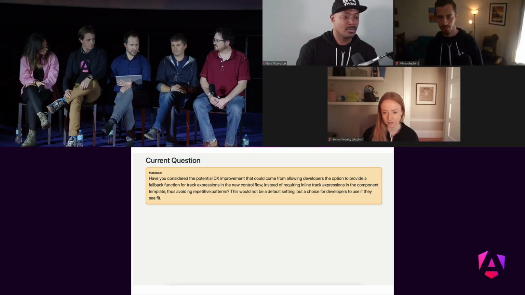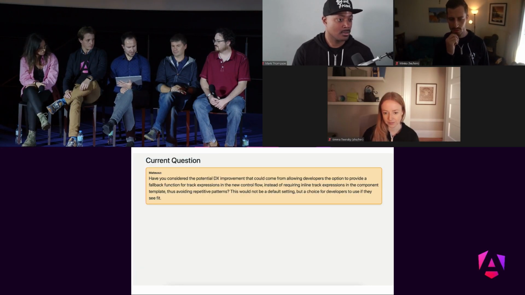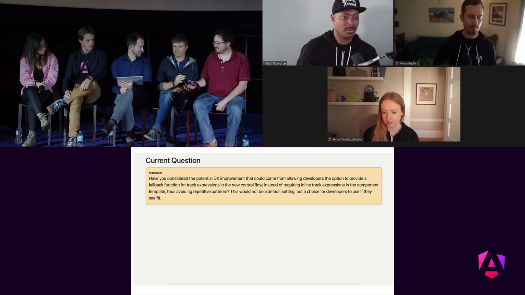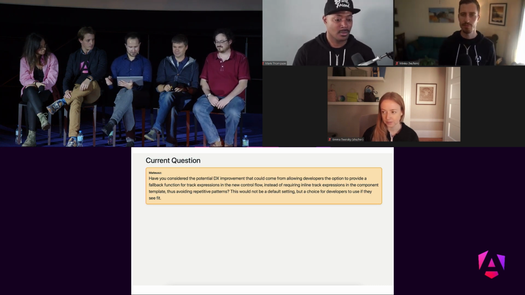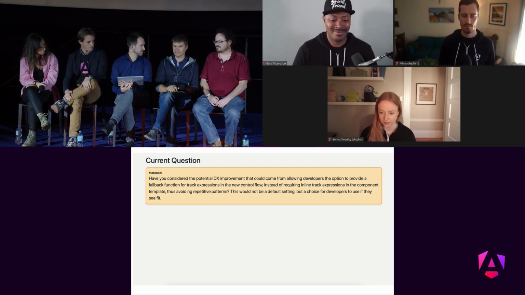Great, thanks a lot. If it comes to developing experience for the new control flow feature connected with the track by expression, have you considered a default option was a question sometimes asked. Also, any generic pattern, any functions that could help us not to directly reference the properties.